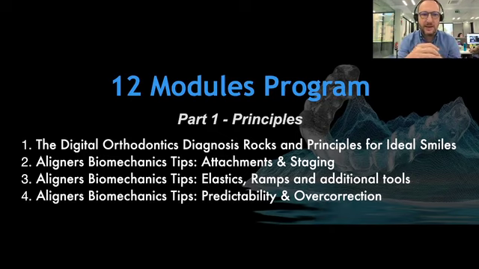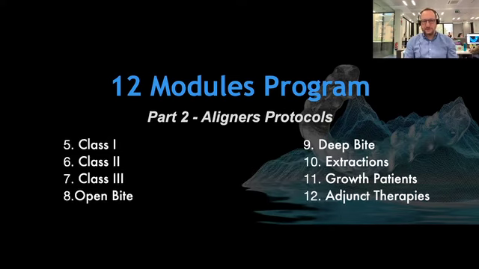So remembering, just very fast, the first part of the course: 4 webinars about the first strategies and the biomechanics tips about attachments, staging, elastics, diagnosing, everything that will work as our reference for all the protocols that we are going to discuss. We already talked in webinar number 5 about class 1 solutions for crowdings, mostly, right? And transversal problems, and also when we have more space than we need.